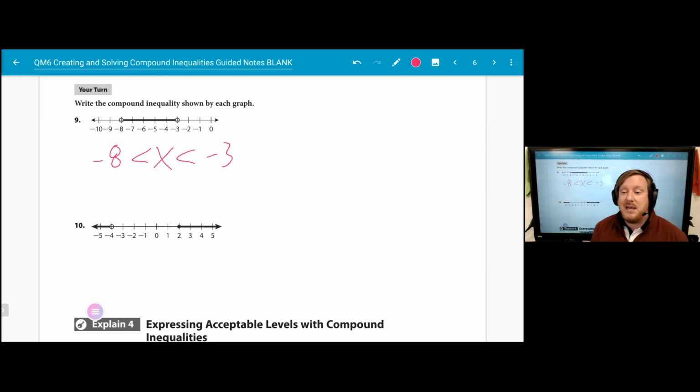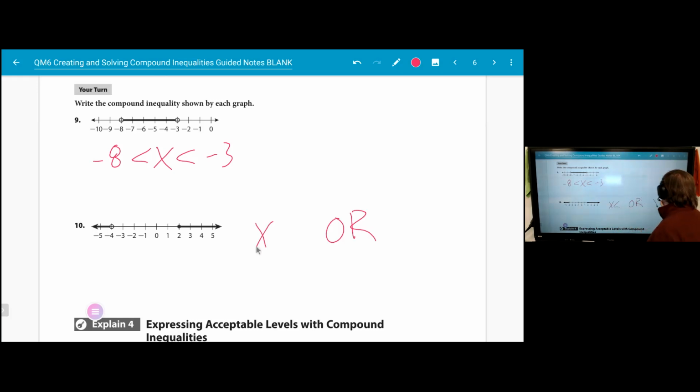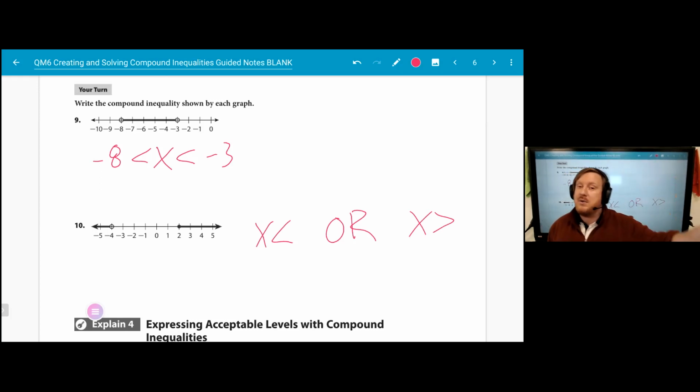Number 10, I'm looking at it. It's going out. Ors go out. So guess what? Right away, write an or. X has to be less than something. X has to be greater than something. Again, might be less than or equal to, might be greater than or equal to. We need to check.